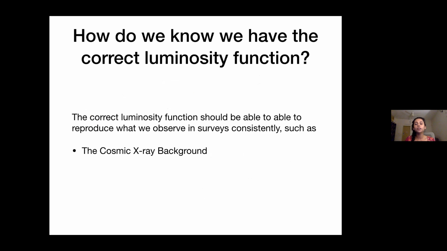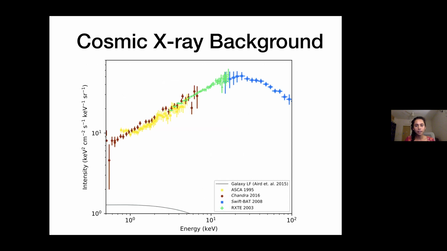And one of the most important observed constraints is the cosmic X-ray background, which looks like this. It's detected in various energy bands and by different surveys. The x-axis is the energy, the y-axis is the energy flux per solid angle of the sky. At observed energy E, if we add up the contribution from all galaxies and all AGN, this is what we get. And this is the galaxy contribution, which is very low. So under 100 keV, we expect that all of this contribution actually comes from AGN.